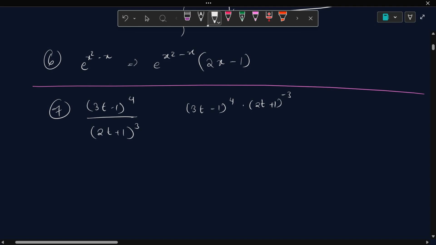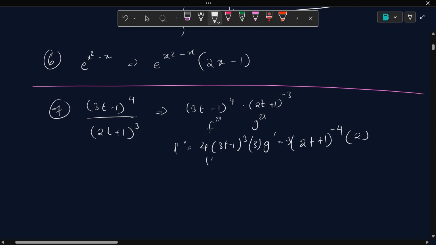Alright, so now let's go ahead and differentiate this expression. We have f as this expression over here, and g as this one over here. If we take f prime, we get 4(3t - 1)^3, and g prime becomes -3(2t + 1)^(-4), and then the derivative of the inside function, which is going to be 2, and here as well the derivative of the inside function, which is going to be 3.